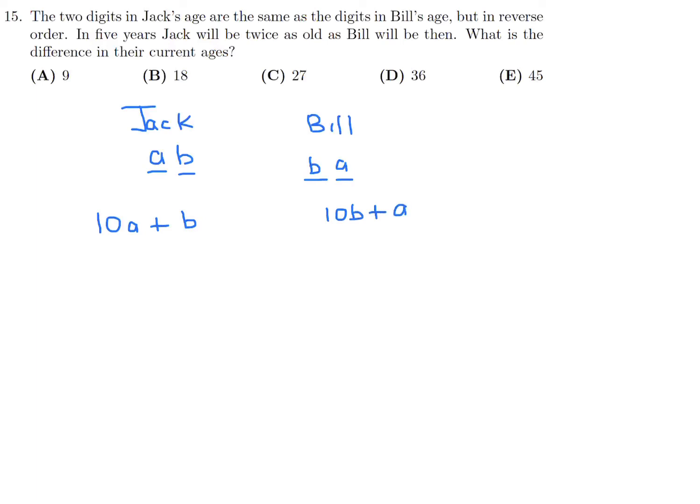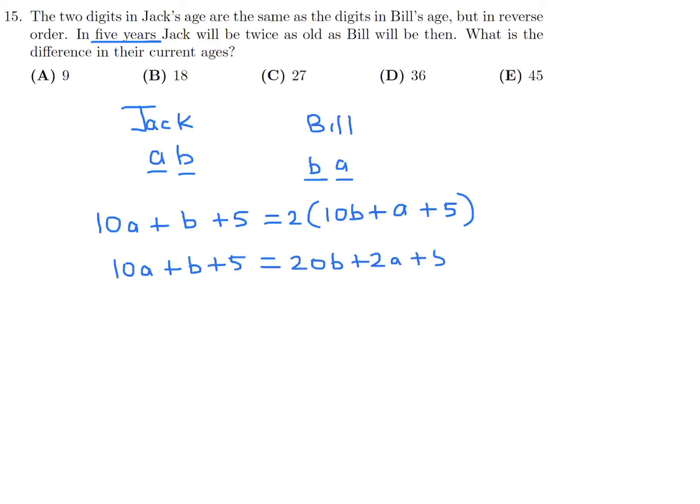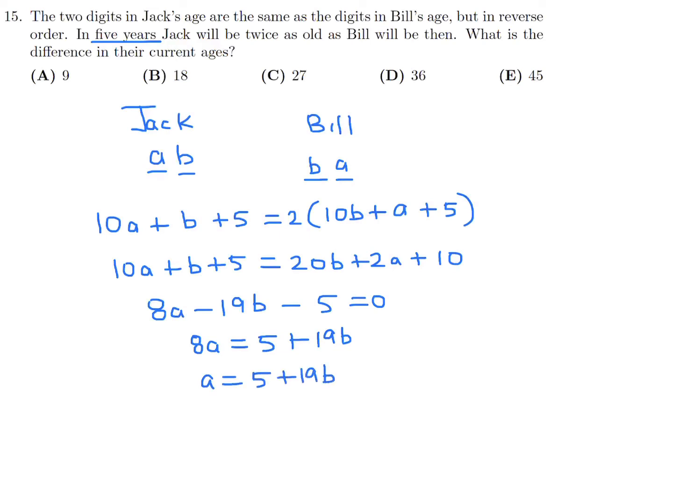Now they're saying that in 5 years' time, if you add 5, Jack will be twice as old as Bill. So if you add 5 to his, then double it, it'll be the same as Jack's. So let's do the algebra here. This basically gives us 20b plus 2a plus 5. And this looks like 8a minus 19b. And then 5 minus 10, which is negative 5. And I think we can isolate for one of these. 8a would be 5 plus 19b, and therefore a is 5 plus 19b all over 8.